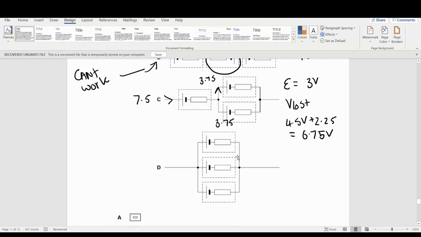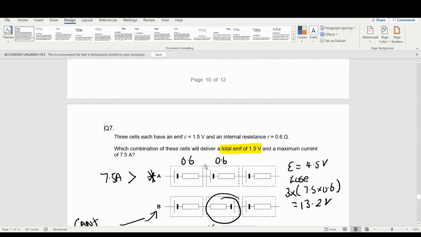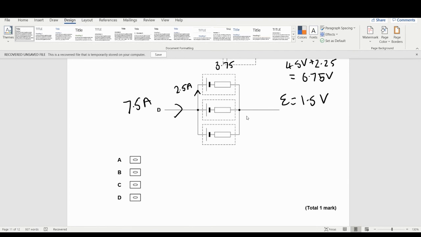So let's look at the one that is correct, which is D. I've got 7.5 amps going through, and it's going to go through each of those. 7.5 divided by 3 is going to be 2.5 going through each one. So for each branch, we're going to get 2.5 amps. My EMF is going to be 1.5, which is what I'm after, that maximum EMF of 1.5. To be honest, it was quite obvious that this was the answer. I'm just proving why. And then if I look at the lost voltage here, I've got 0.6 times 2.5, which is going to be 1.56.